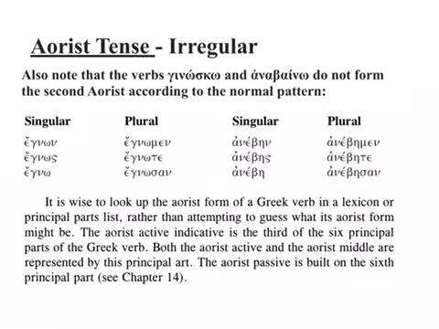But the words ginosko and anabino do not form the second aorist according to the normal pattern. So if you look on the left, singular and plural, that's from ginosko. And if you look on the right, that's from anabino. And just something to be familiar with, and that is on page, what page is that on? 92.